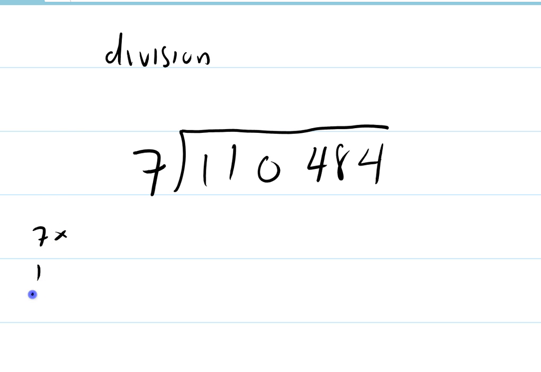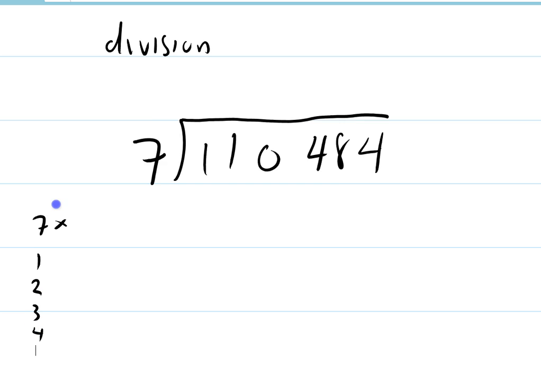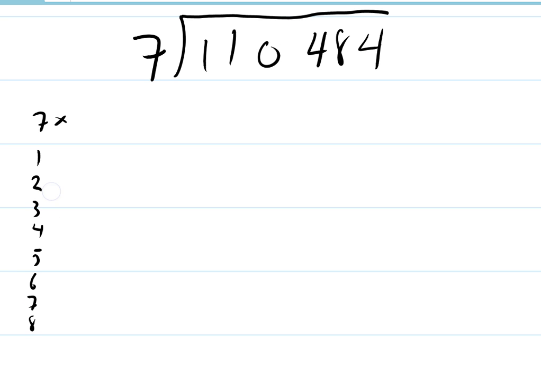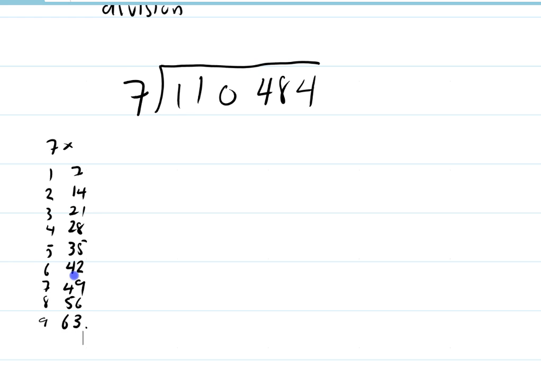7 times 1, 2, 3, 4, 5, 6, 7, 8 and 9. I think that's enough, you don't need a 10. 7, 2 sevens are 14, 3 sevens are 21, 28, 5 sevens are 35, 6 sevens are 42, 7 sevens 49, 8 sevens are 56, and 9 sevens of course are 63. We'll refer to that table as we go on. Pinch that down a bit.